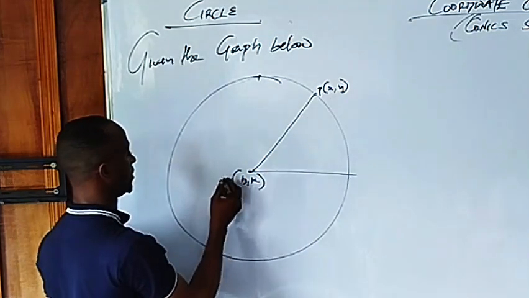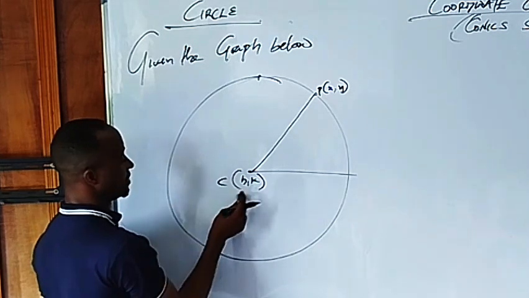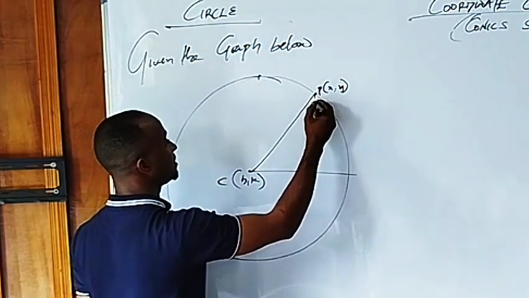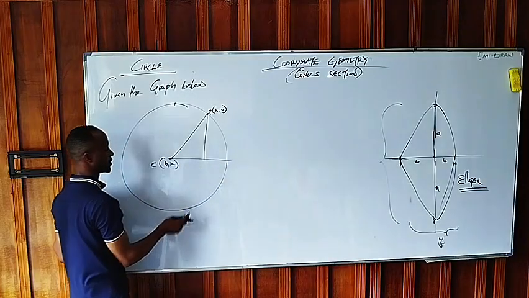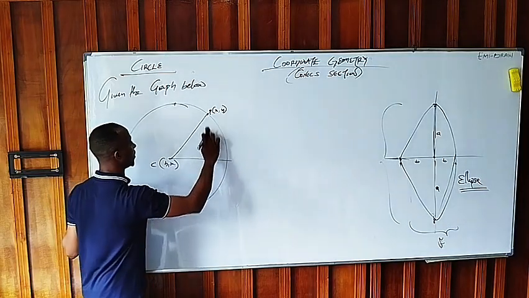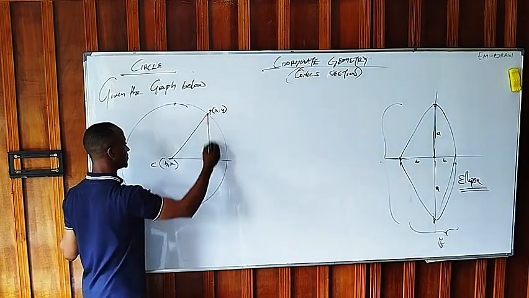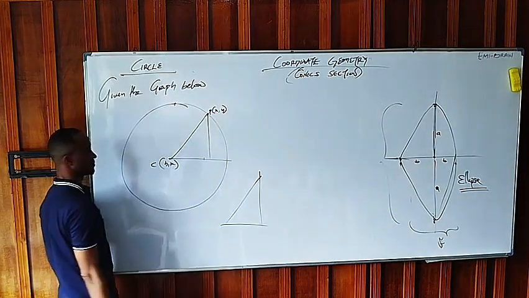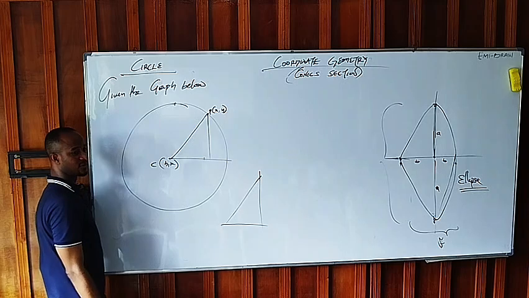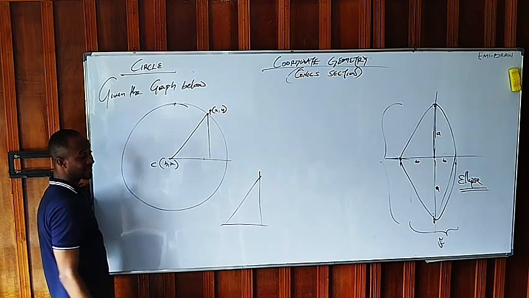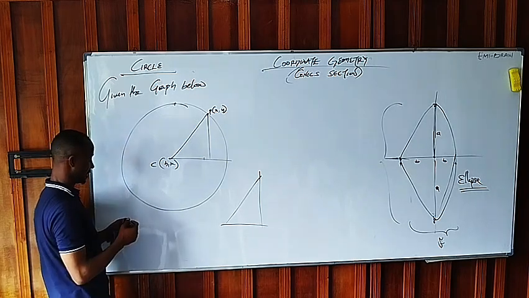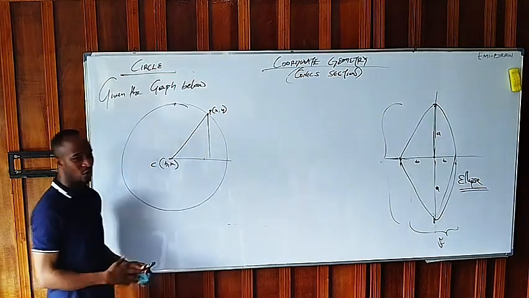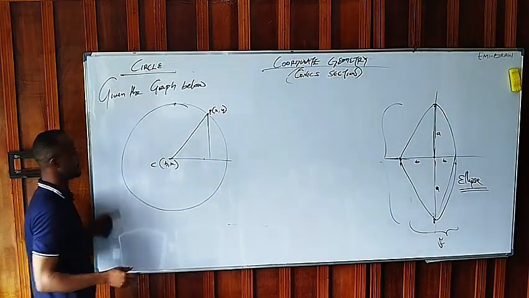What's our center? This is our center C, right? C is H comma K. Then if I complete this diagram, what do we call this diagram? Math student, what do we call this diagram? It's called a right angled triangle. You're looking at me as if it's new. If you don't know it, that means you go back to primary 2.